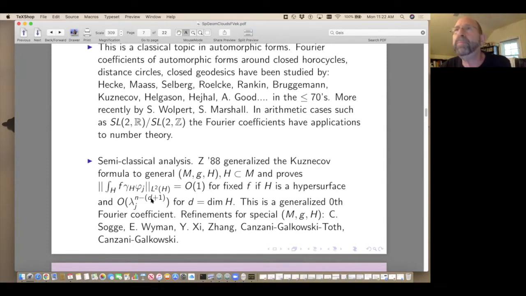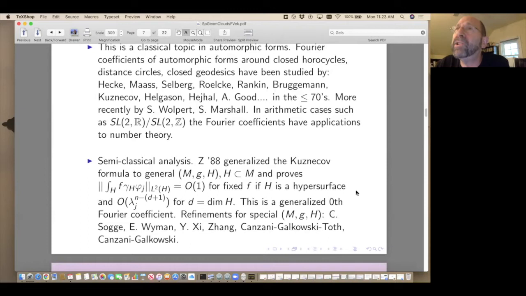These are often called periods of automorphic forms rather than Fourier coefficients. This is like taking a zeroth Fourier coefficient, because f is a fixed function that does not depend on the eigenvalue of P_j. There are quite a lot of papers about this, maybe 60 or 70 articles over the last 5 to 10 years, improving this result, because this is a generic result. This is a result for just any M and any H.